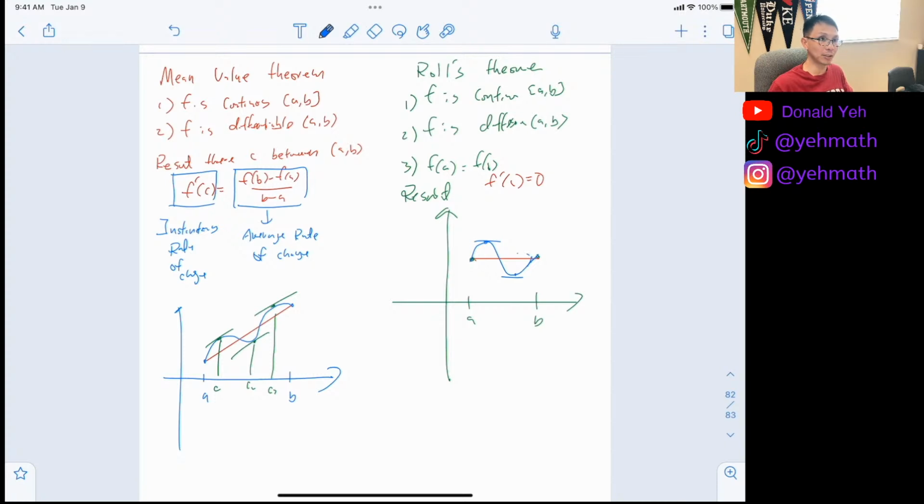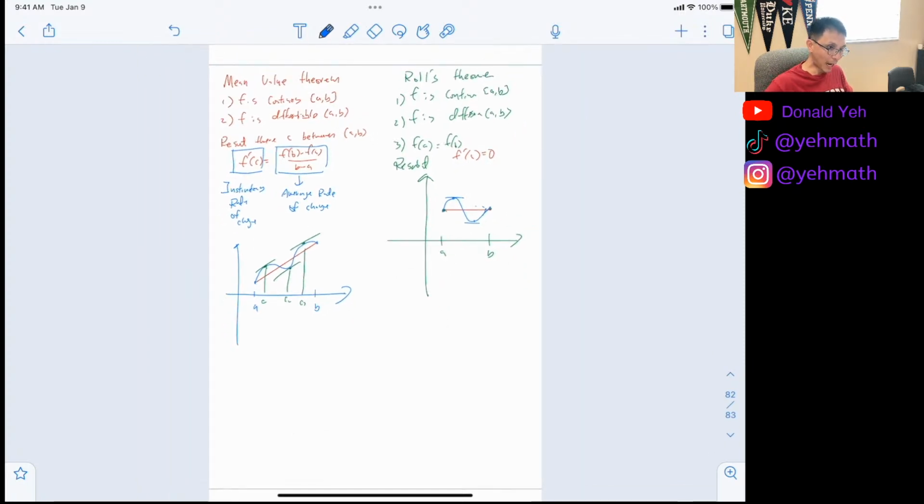What's the next theorem? These are two of the theorems that are most popular. Actually, Rolle's theorem is not so popular. Intermediate value theorem is popular. IVT. It's also known as the intermediate theorem, or medium value theorem.